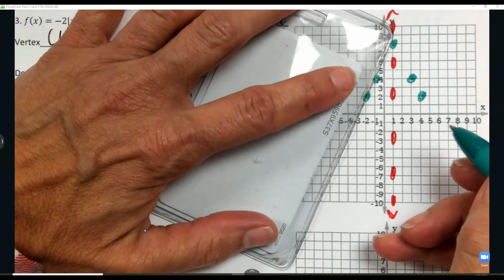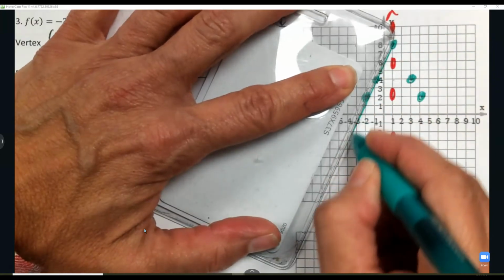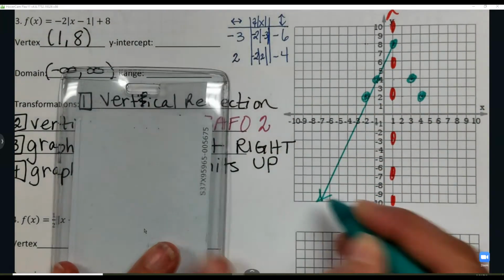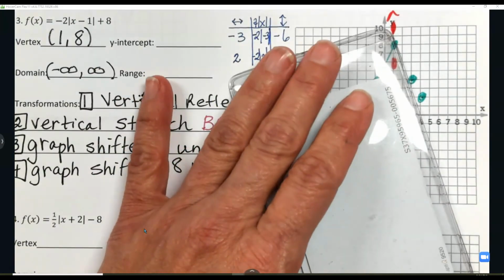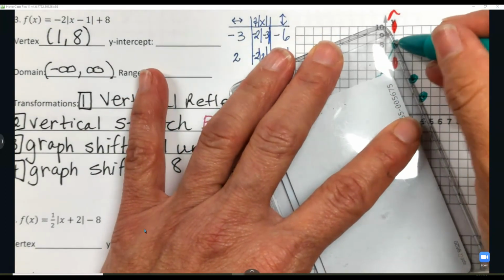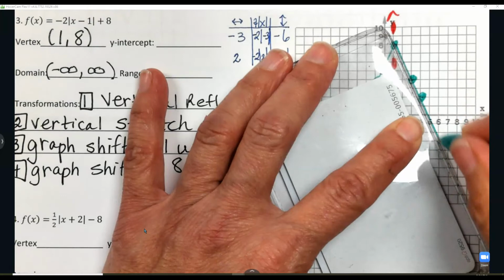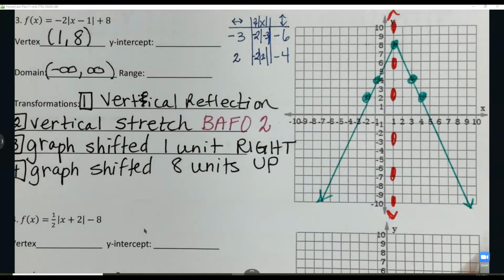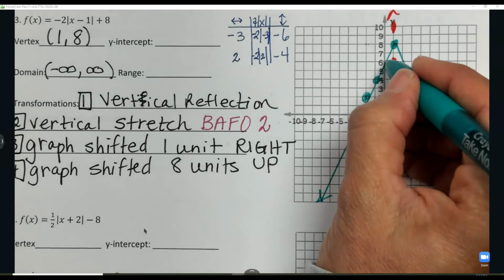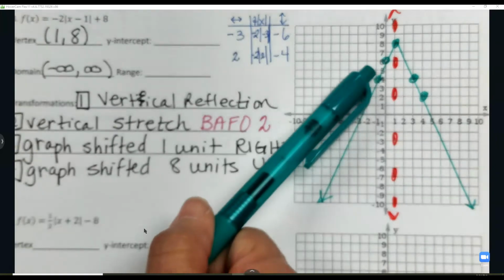Notice the absolute value graph is upside down, but we already knew it was going to be upside down because we already knew that A value was negative. Any negative A value is going to make the V shape upside down. And then guys, if you notice, your y-intercept is right here at (0, 6).